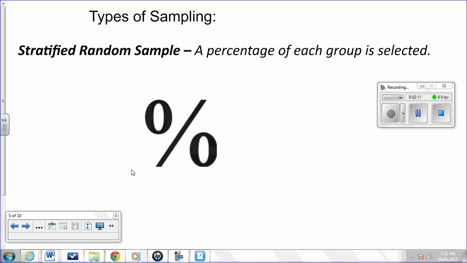With stratified random sampling, there's a fair representation of the population. However, it's hard to set up. The committee in our example would have to do a lot of work to set up this type of sampling.